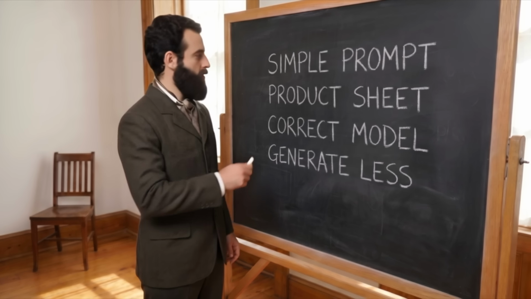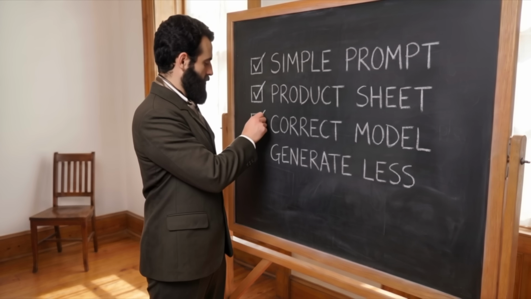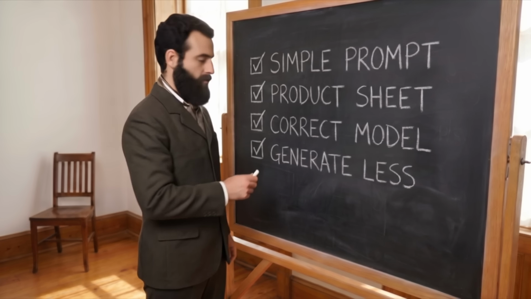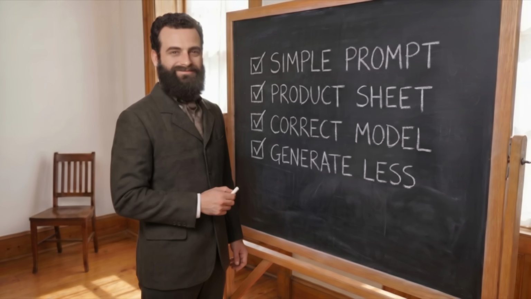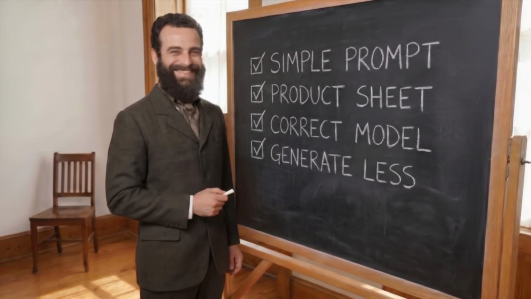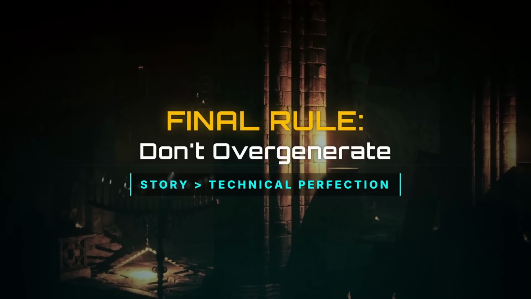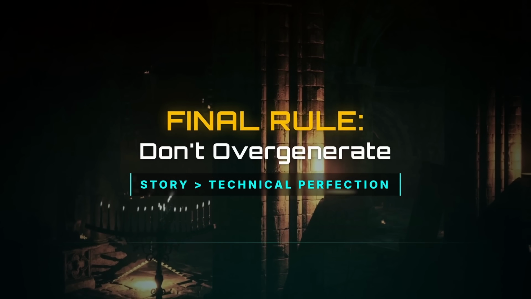Paretus Maximus. Let's summarize what we learned today. Vilfredo, may I ask you? Rule number 1, use simple prompts for creative work and let AI inspire you. Rule number 2, use product and character sheets with pictures and text as references. Rule number 3, select the right model. If you're not sure, study. If you're too lazy to study, ask AI. And the final rule, do not overgenerate. A perfect story is much more important than a technically perfect shot.